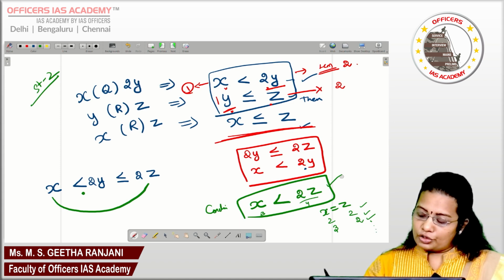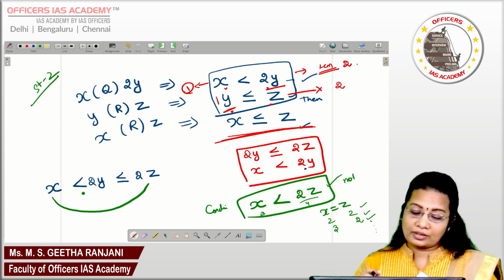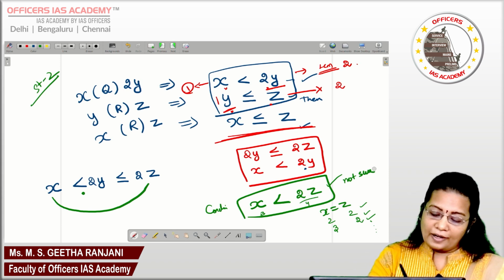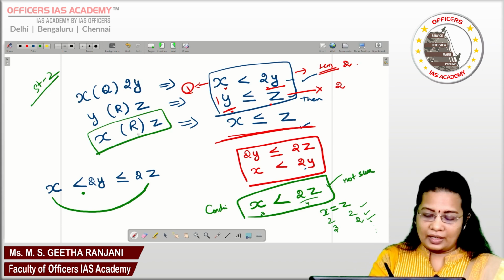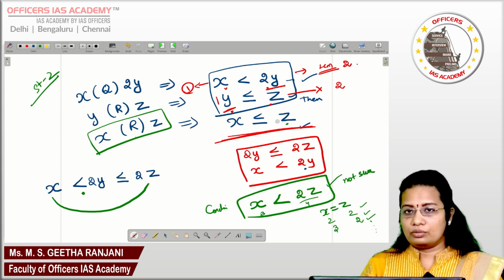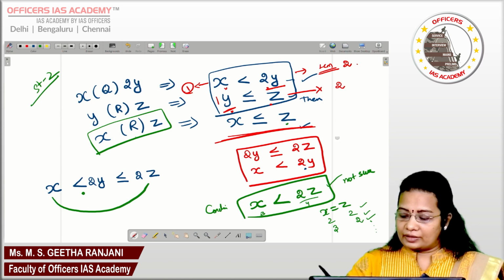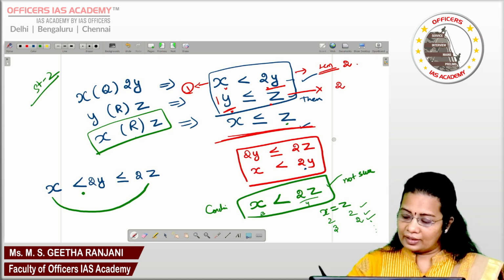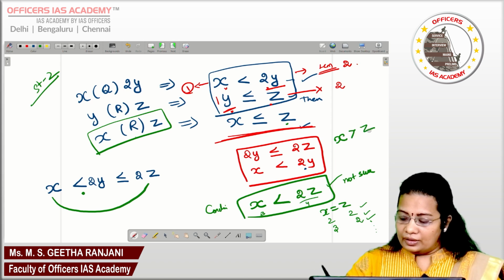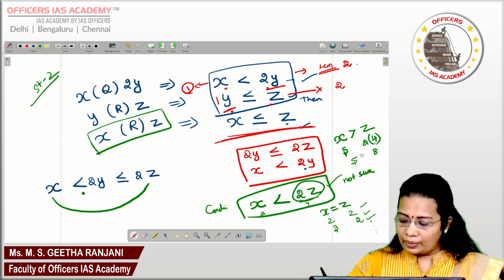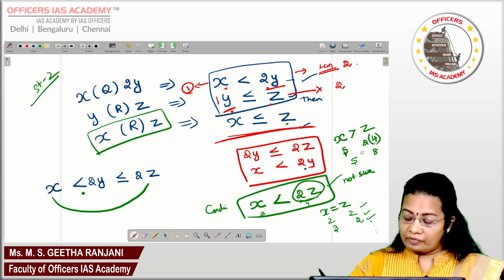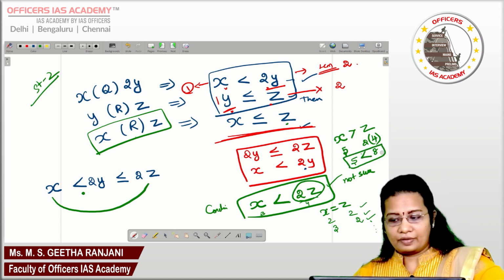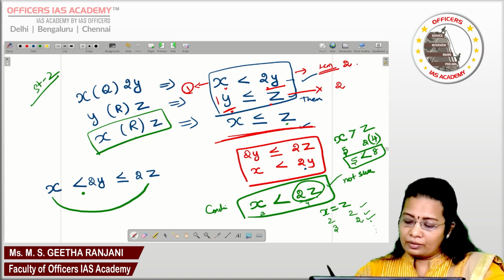So I am not sure about the relationship between x and z, because here they are asking the connectivity between x and z. Is x less than or equal to z or not? Suppose there is a case x is greater than z. See, x is 5, z is 4. Here it is given 2z is greater than x. So here 2 4s are 8 and x is 5. In this case, we can tell 5 is less than 8. 8 is greater than 5. So in this case, we will not be able to say this one is correct.